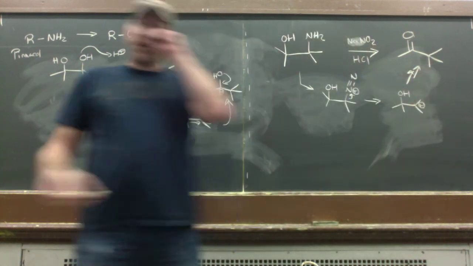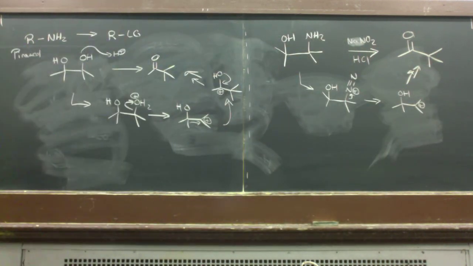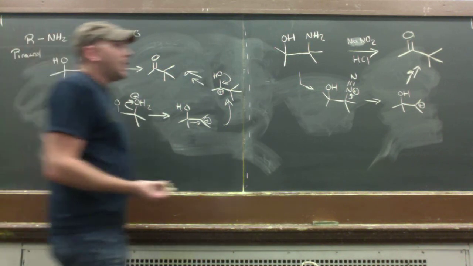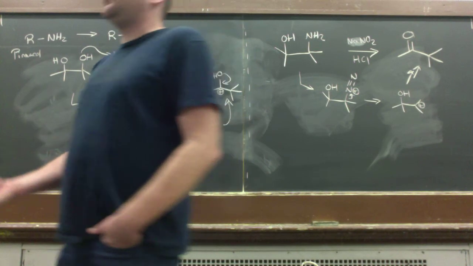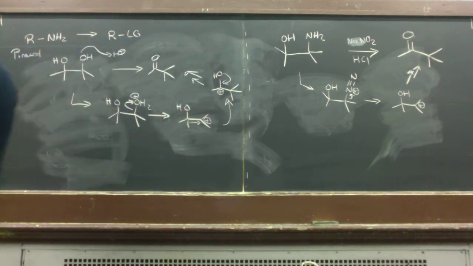And then you're just going to generate a cation. So it's the same exact reaction. There's really nothing new about this reaction than what we've seen in the past, right? It's virtually identical to the pinacol rearrangement, with the only difference being that instead of a 1,2 diol, in this case you have an amino alcohol. And there's some advantages to this, right?